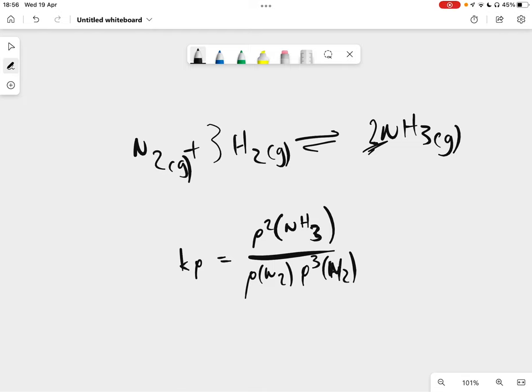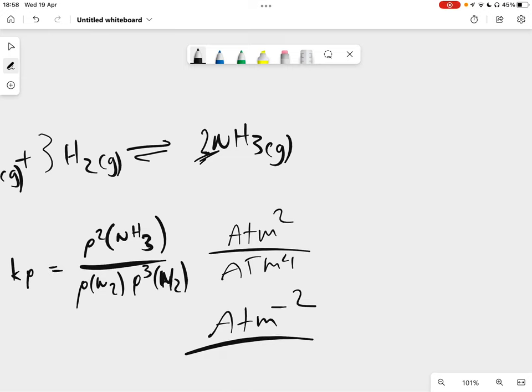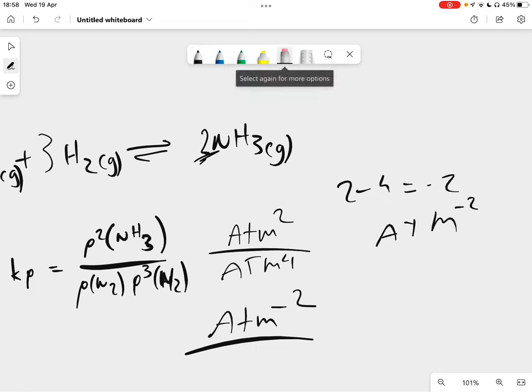Now, in terms of units, we still work them out the same way. They could tell you we're doing it in atmospheres, pascals, kilopascals, it's all the same. If this was atmospheres, we'd do atmospheres squared on top over atmospheres to the power of 4, and our overall would be atmospheres to the minus 2. Same as we were before. Now, if that doesn't sound very familiar, in terms of maths, when you divide, you subtract powers if the base is the same. So it's the same as saying 2 minus 4, which equals minus 2, and put the atmospheres in front of it. Atmospheres to the minus 2.